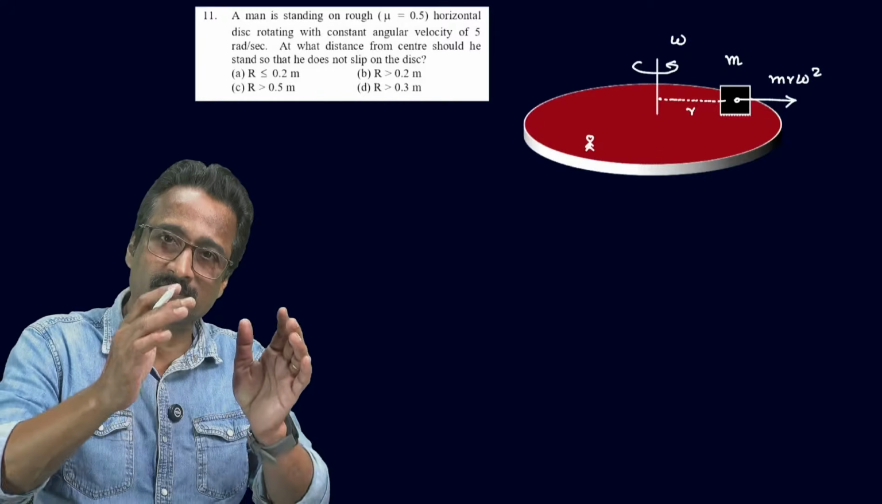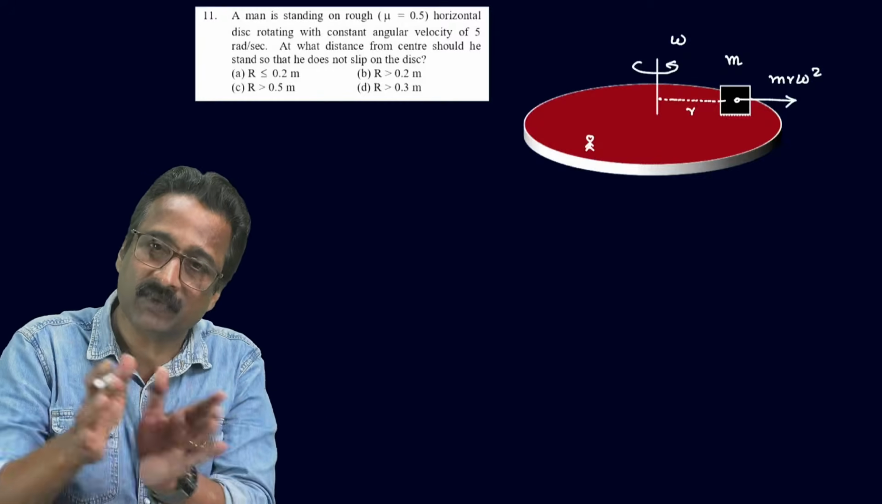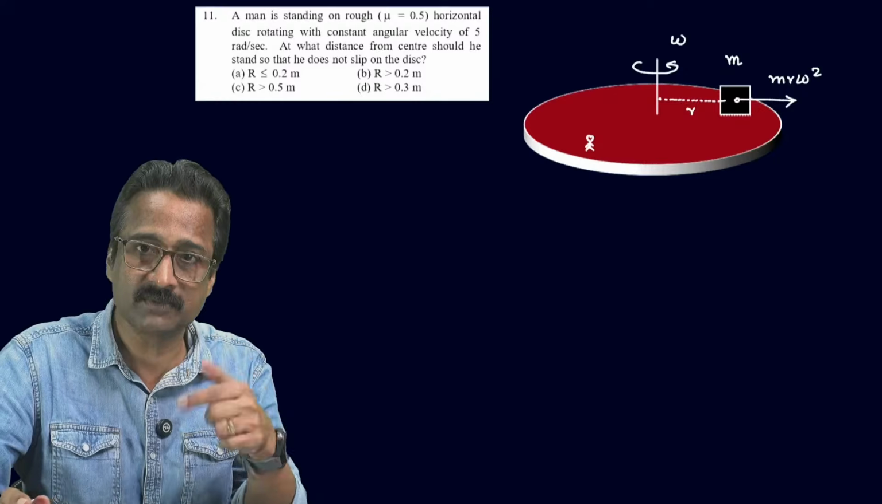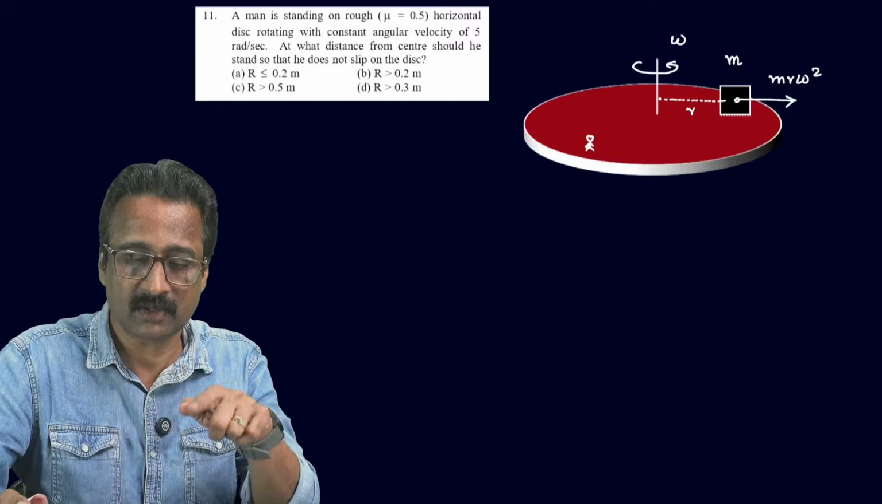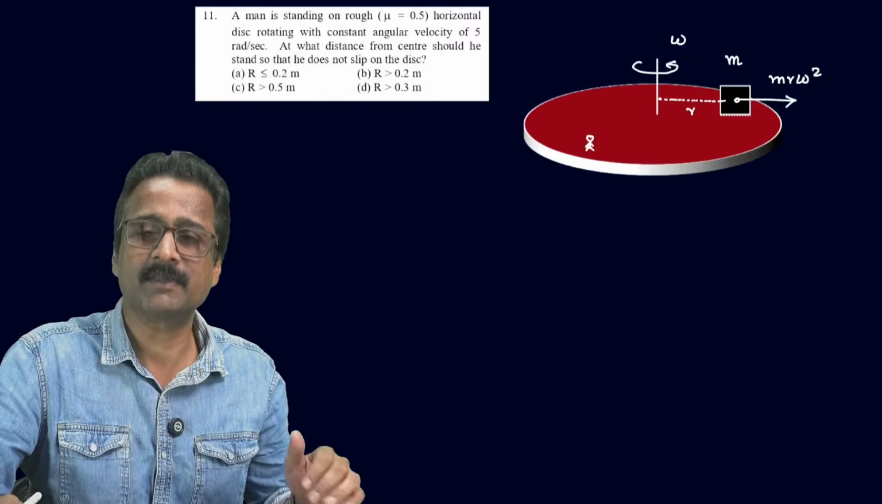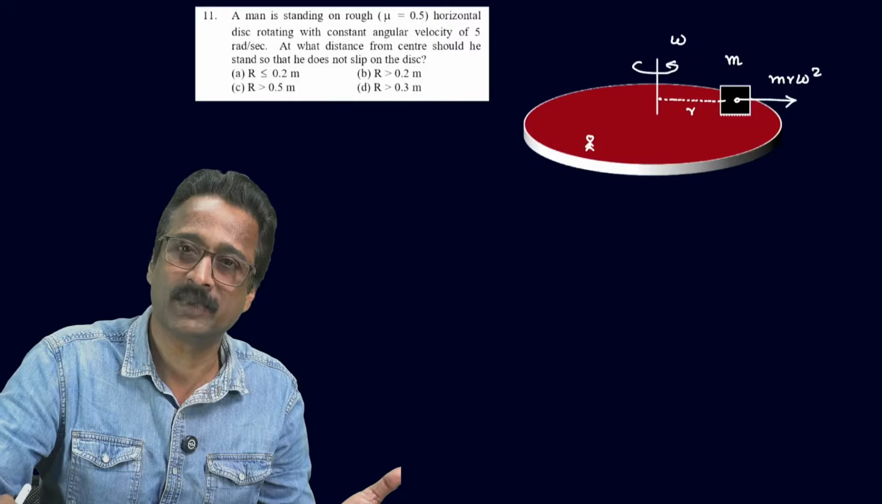So this centrifugal force is likely to push the body away radially. Okay, in the observer's observation, in the non-inertial observation. So there must be some other force to balance mr omega squared.